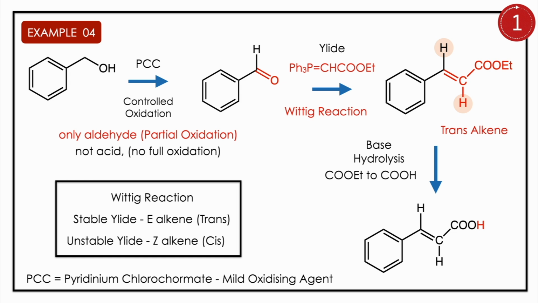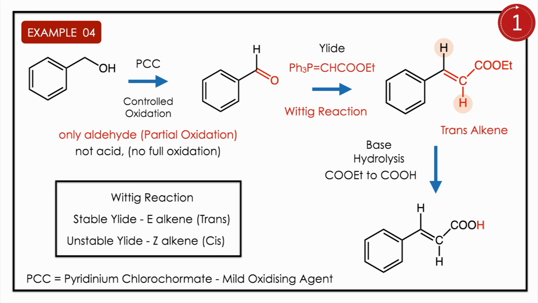Here starting material is the benzyl alcohol. You need a double bond there. For that you should convert it into carbonyl. So we should use PCC. PCC is pyridinium chlorochromate, a controlled mild oxidation agent.